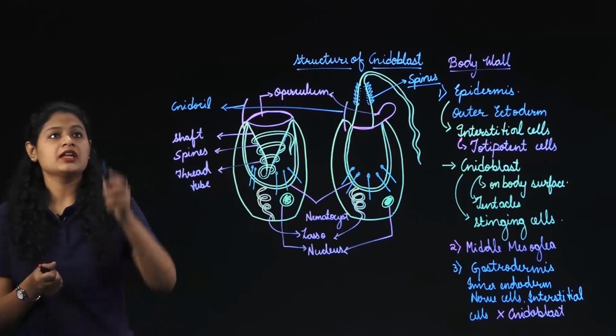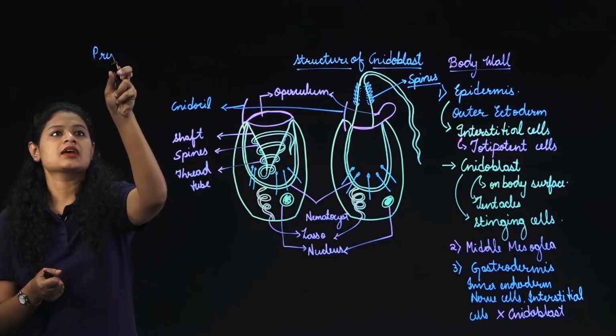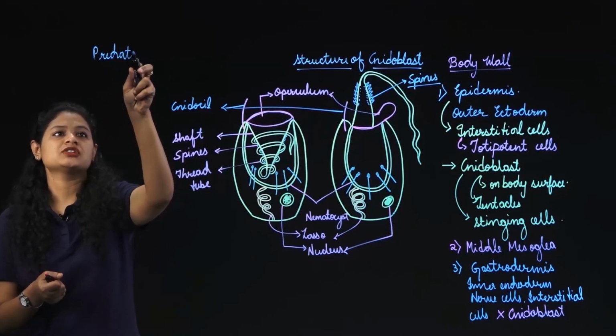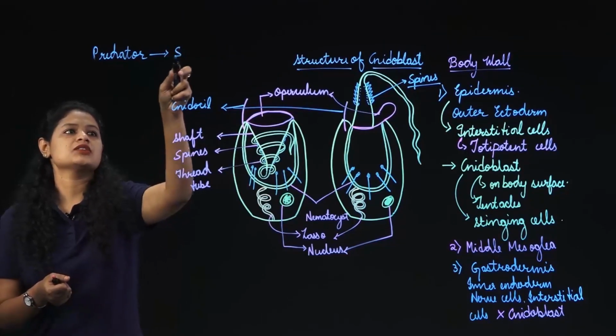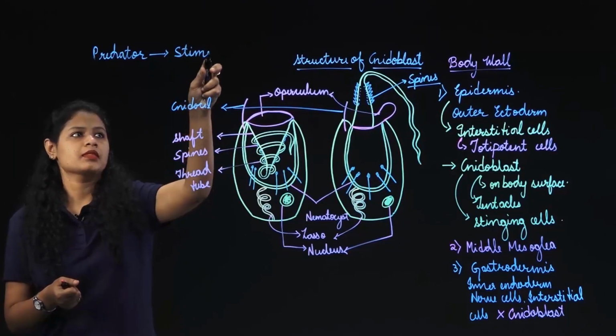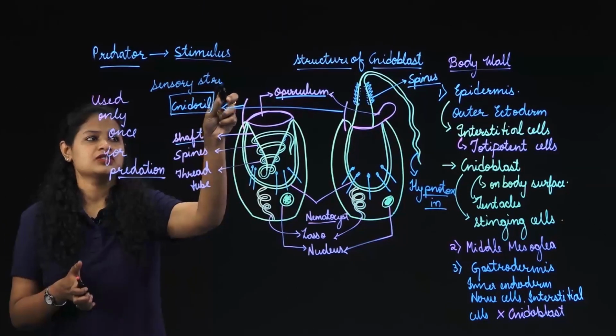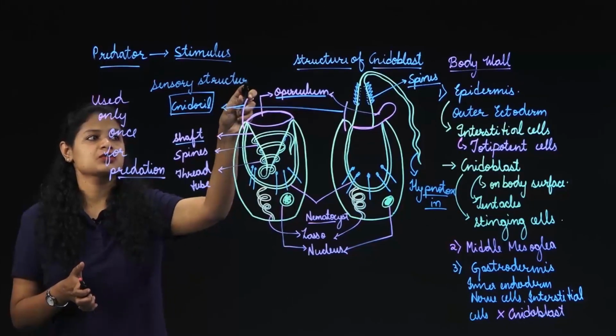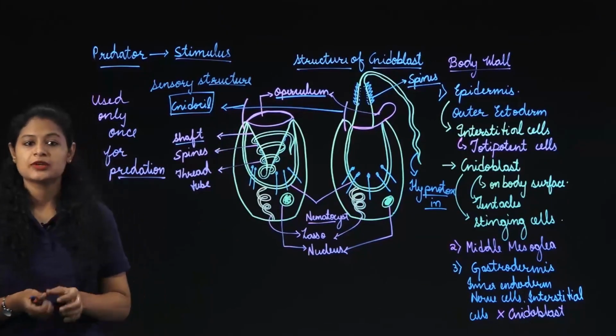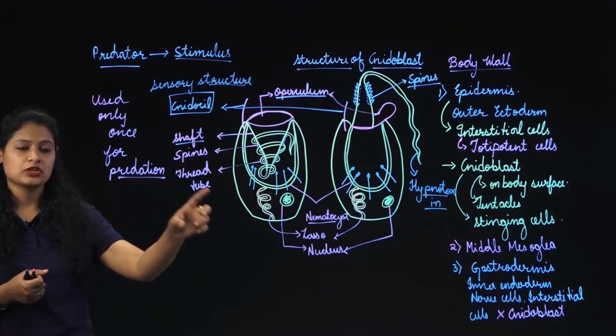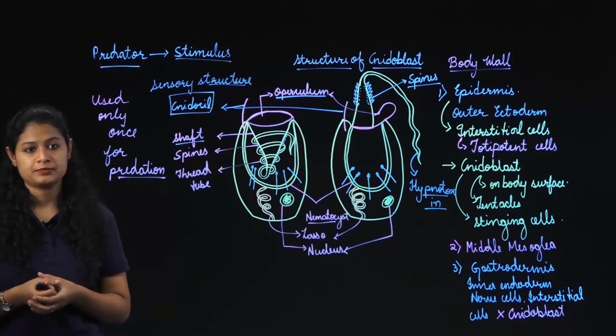So, when a predator approaches the organism, this gives a stimulus to the organism, which activates the cnidoblast because of the predator organism. This is the structure of the cnidoblast.